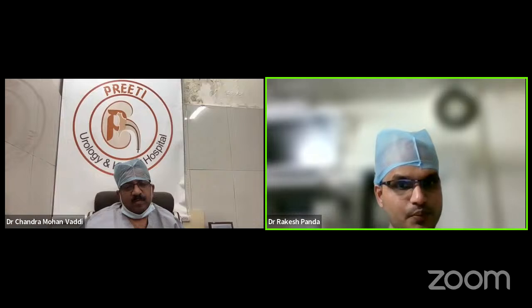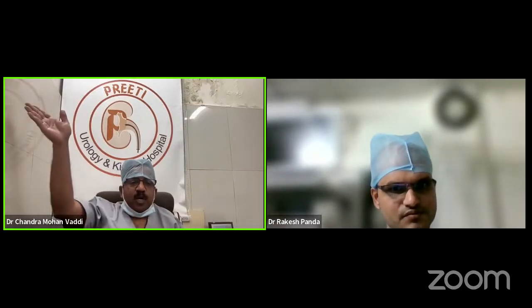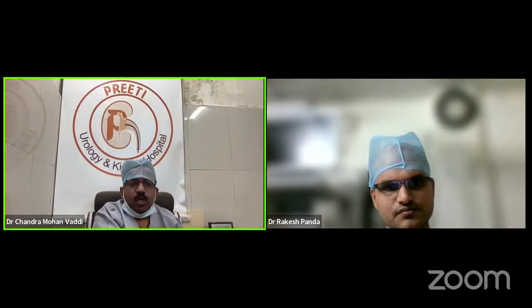So if the stone is in the ureter, then I will prefer supine PCNL, because you can go from below and above. If the stone goes up, you can do supine. If the stone comes down, you can do URSL.